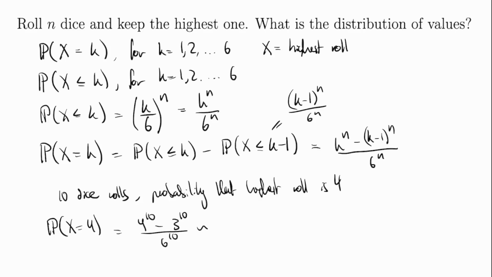And this is actually about 0.0164. So you can see it's fairly low, which makes sense, since if we roll 10 dice, chances are we're going to get a number that's higher than 4.